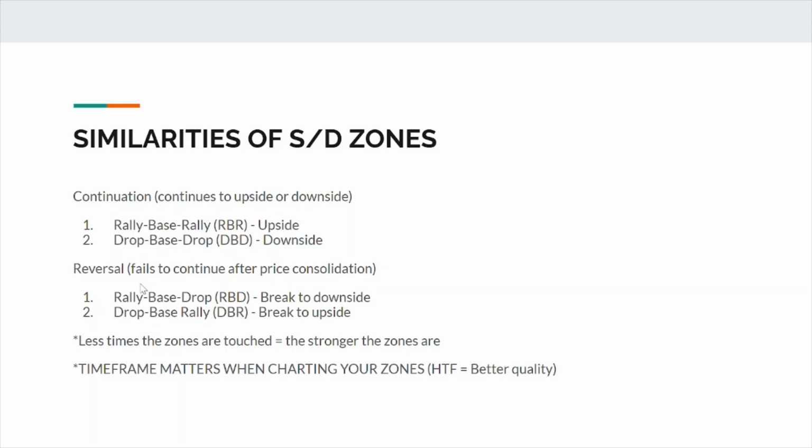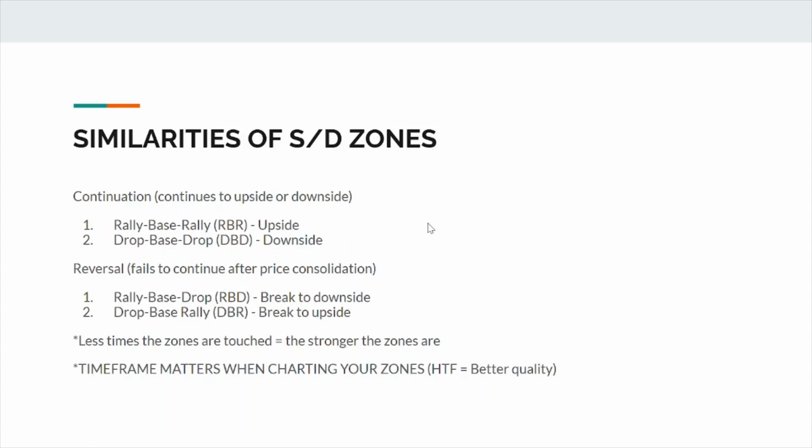So this is where it wants to have a continuation, but it actually fails to do that after it consolidates. So the first one is a break to the downside where it's going to be a rally. So we go up, we base or consolidate, and then we drop down. And then the opposite is going to be drop. So we're going to go down, we base, AKA consolidate, and then we rally. So break to the upside.